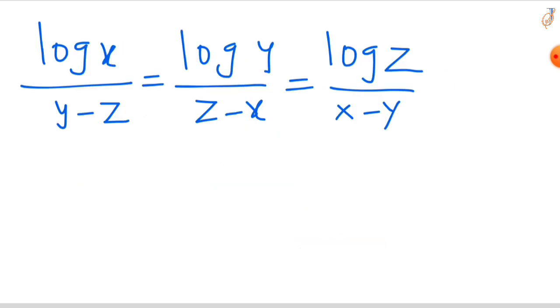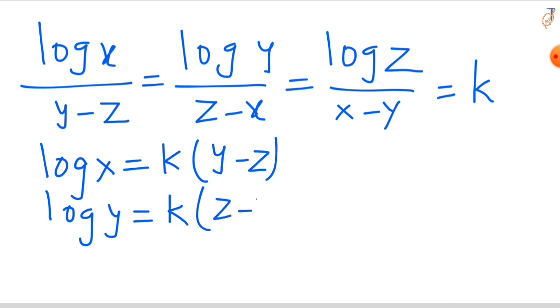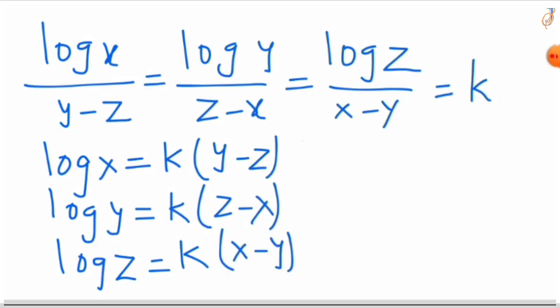Here all the expressions are equal. That means it must be equal to some common value. Let's call it k. Then this equation turns into log x equal to k times y minus z, log y equal to k times z minus x, log z equal to k times x minus y.